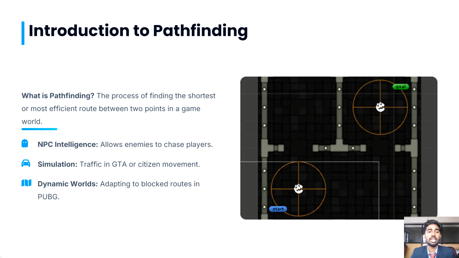So next we have the introduction to pathfinding. Pathfinding means finding the best path from one place to another in a game. For example, when an enemy follows a player or when a character walks around an obstacle, games like PUBG, GTA and Minecraft use pathfinding. So the character moves intelligently instead of randomly.